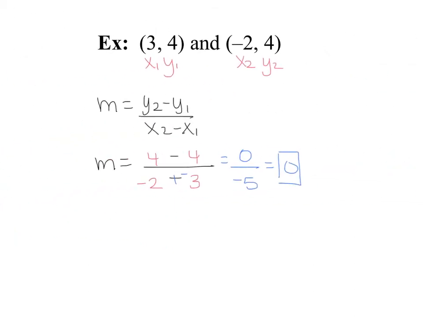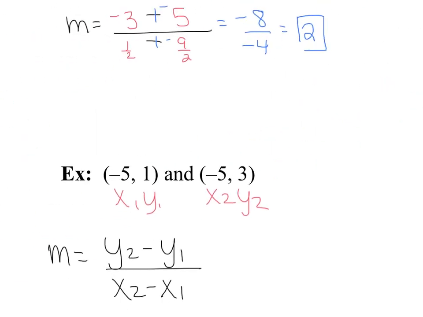Here, if I do y2 minus y1, I get 4 minus 4, which is 0. Negative 2 plus negative 3, which is negative 5. And if you actually type that into a calculator, 0 divided by negative 5 is 0. So our final answer on this one is going to be 0. You don't want to leave it as 0 over negative 5. You absolutely want to make it 0.